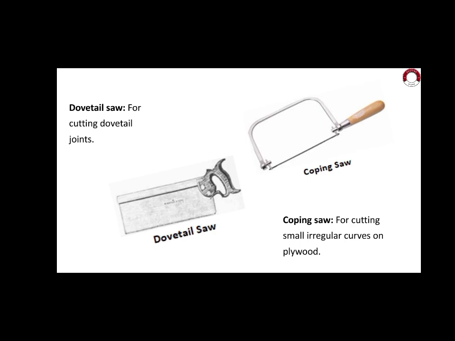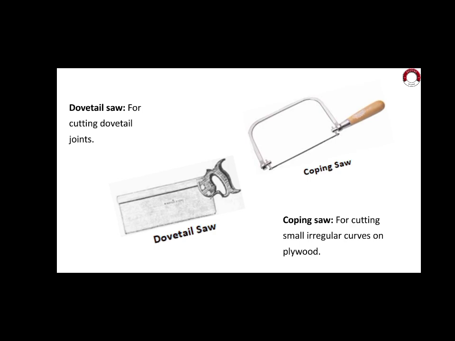Then we have another one that is referred to as a dovetail saw. Now take note, the dovetail saw is also in the family of the back saw. You see that there's a band of another metal on top for reinforcement. So this dovetail saw is used to cut dovetail joints. When I start teaching you about joints, you will understand how a dovetail joint looks.